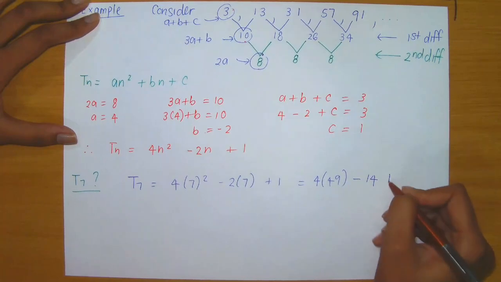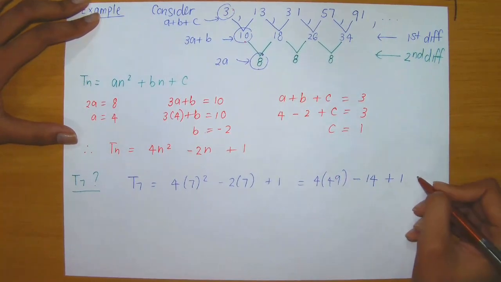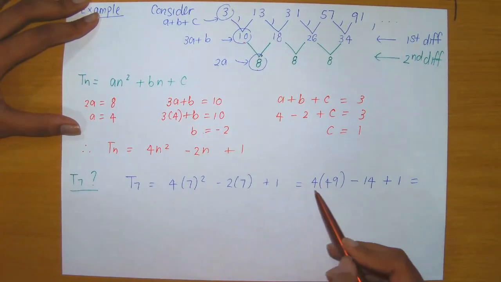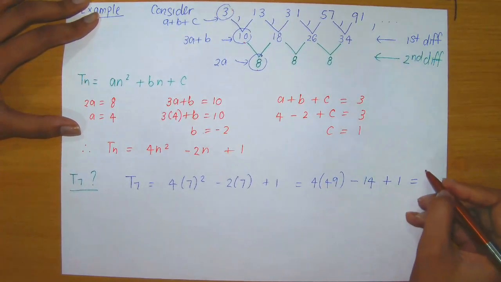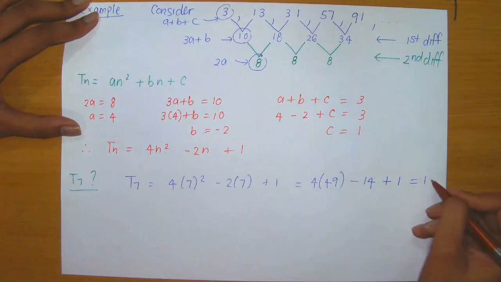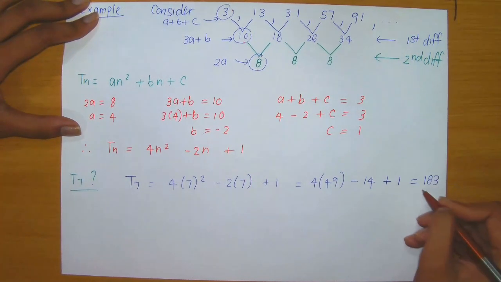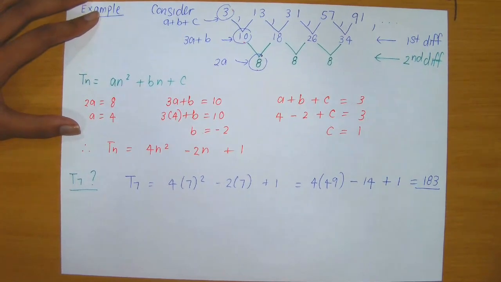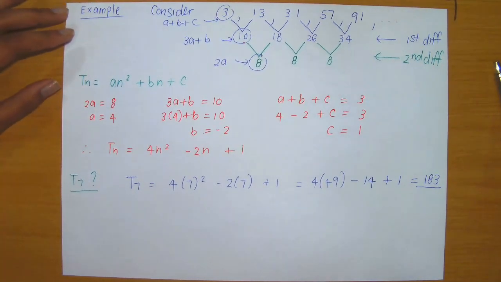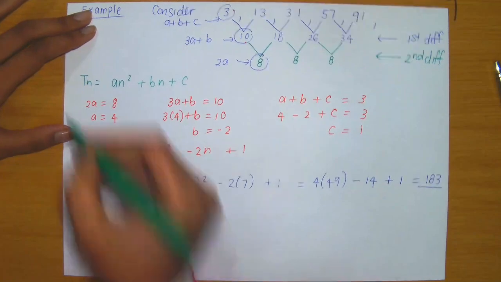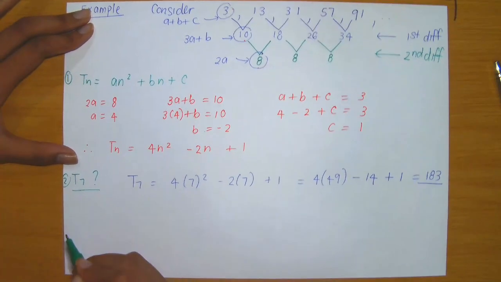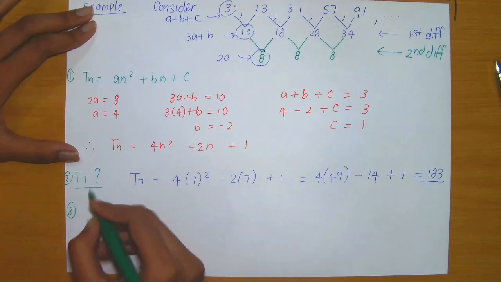minus 14 plus 1. And therefore T7 equals, so 4 times 49 is 196 minus 14 plus 1 gives us a value of 183. So that means the seventh term in the above sequence is 183. What if we were asked the following question? Right, so that was 1, this is 2, and let's consider this.